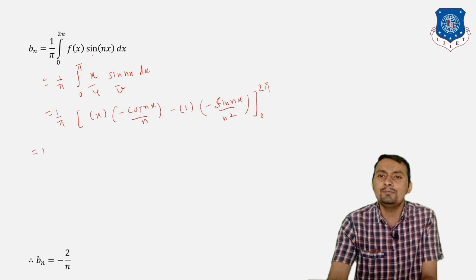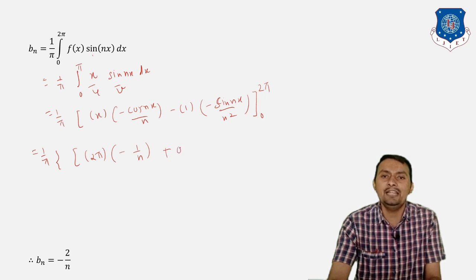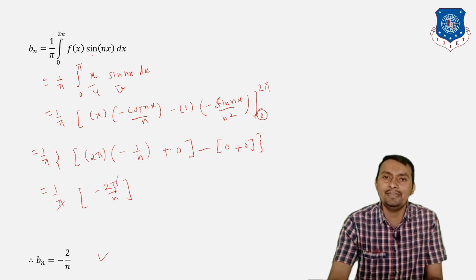But if I consider the upper limit first, what am I going to get? Cos 2n pi, and cos 2n pi is exactly 1. So minus 2 pi times 1 divided by n, putting x is equal to pi. Minus minus plus sine 2n pi, and sine 2n pi is exactly 0. Minus, for the lower limit x is equal to 0, I'm going to get 0, and sine 0 is 0. When we simplify, our answer is minus 2 pi divided by n, and with 1 by pi, we get minus 2 by n.